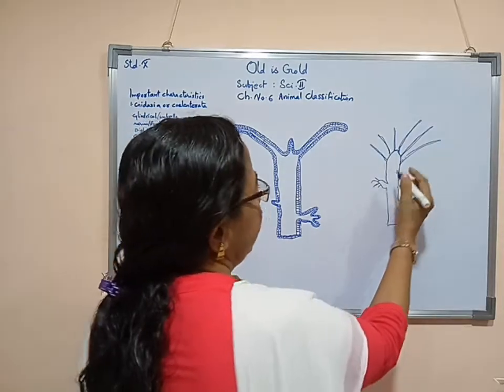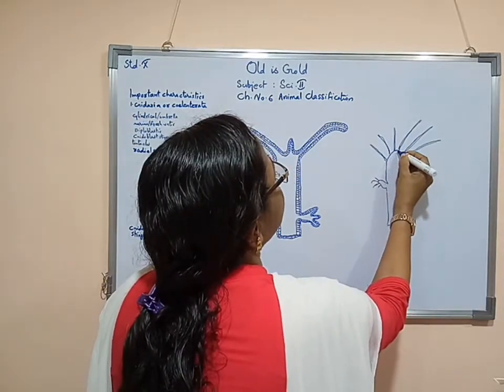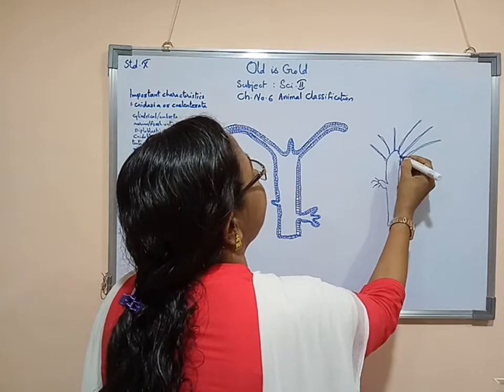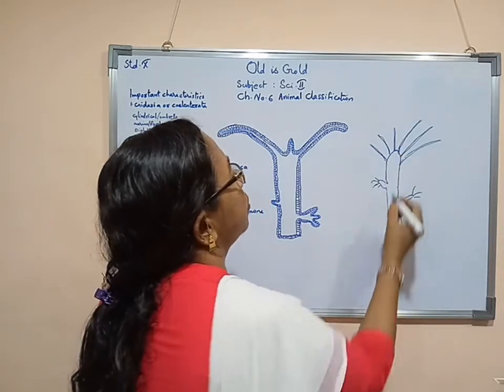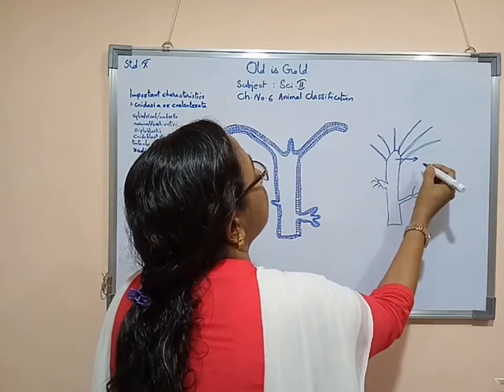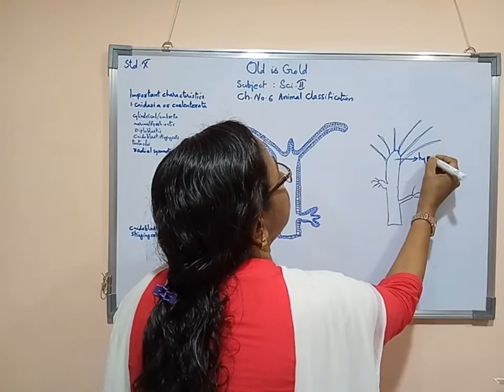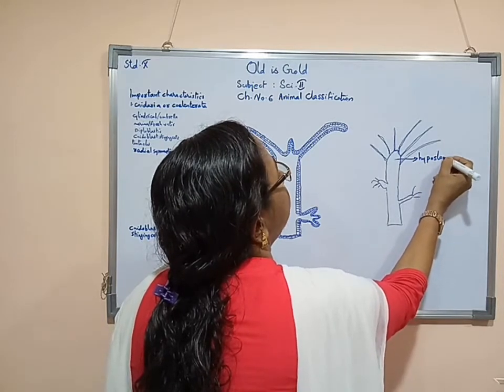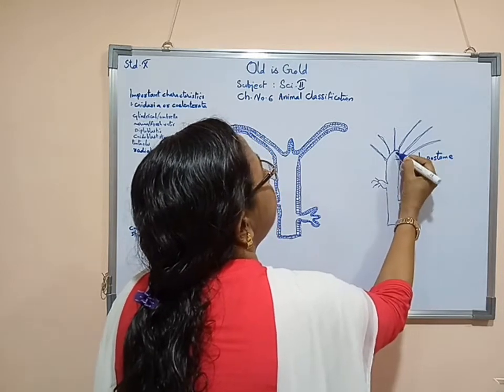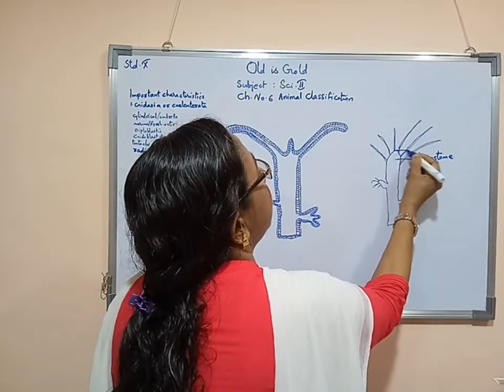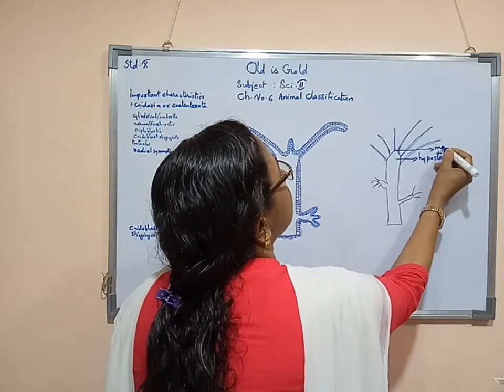Hydra's speciality is that it has one triangular shaped projection at the tip of its body. This part is known as hypostome. At the tip of the hypostome is its mouth.